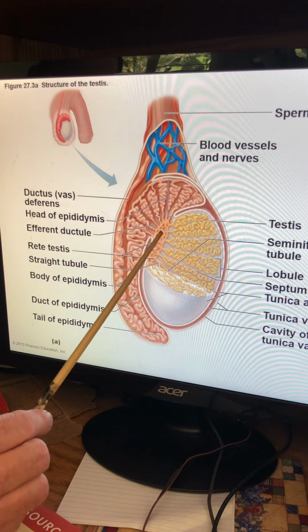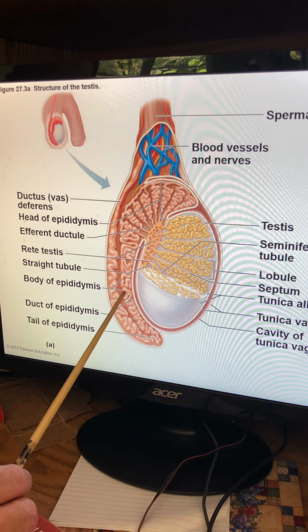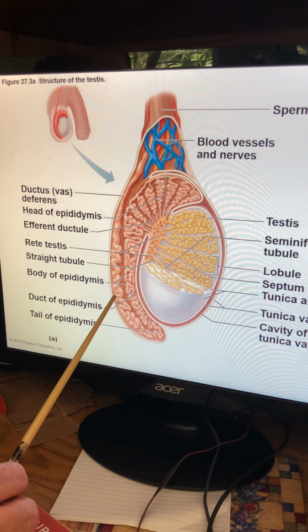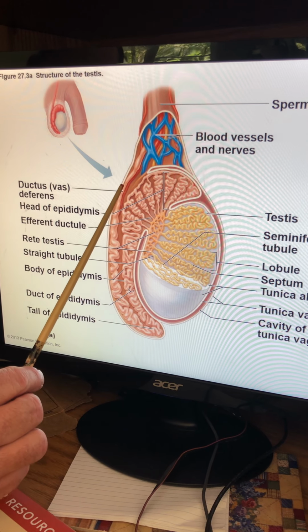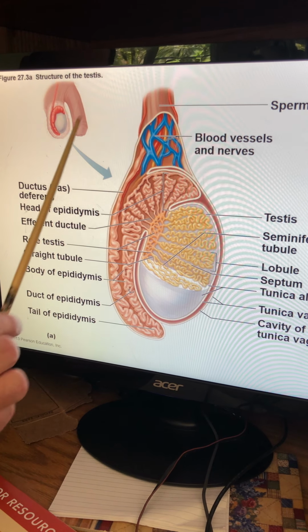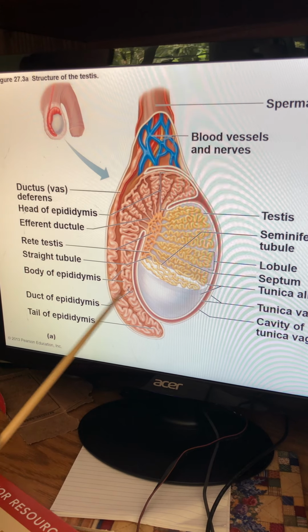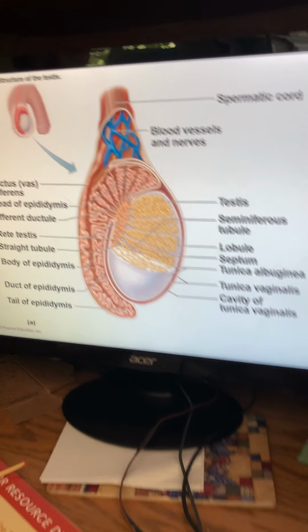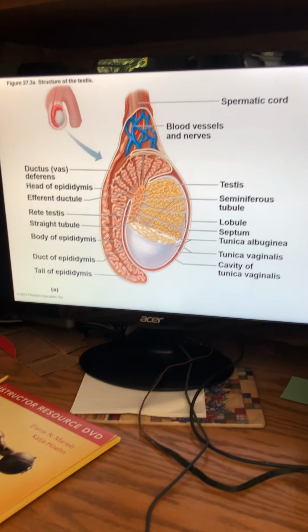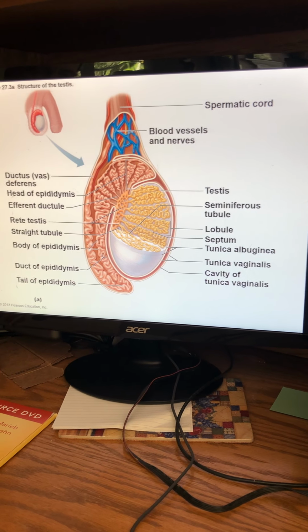So this tube here is, you've made the sperm, it's gone through a long journey, it's stored and matured, and eventually during ejaculation it's going to go up and over and then eventually out of the penis. So the seminiferous tubules are the structure that actually makes the sperm inside of the testes.